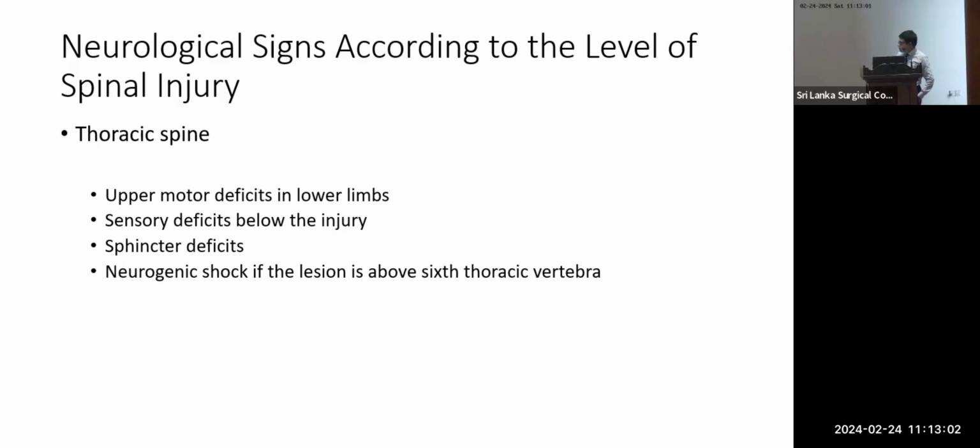So thoracic spine, hopefully the upper limbs will be spared, but they can have upper motor deficits in the lower limbs, sensory deficits below the injury, sphincter deficits, and neurogenic shock will happen usually if the lesion is above the sixth thoracic vertebral segment.